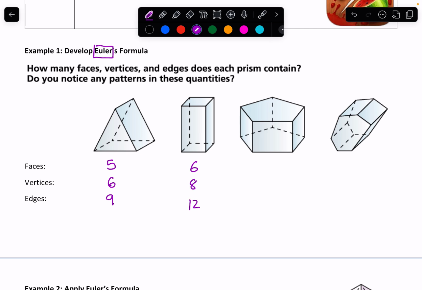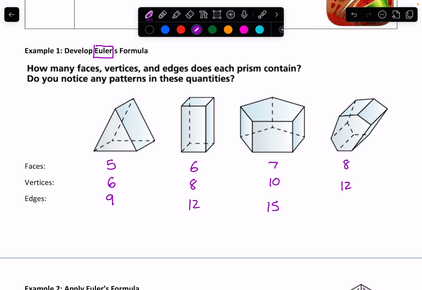And then our 6-sided, this is actually a hexagonal prism, but it's not a regular hexagon like we're used to seeing. It's got to be 8, 12, and 18.